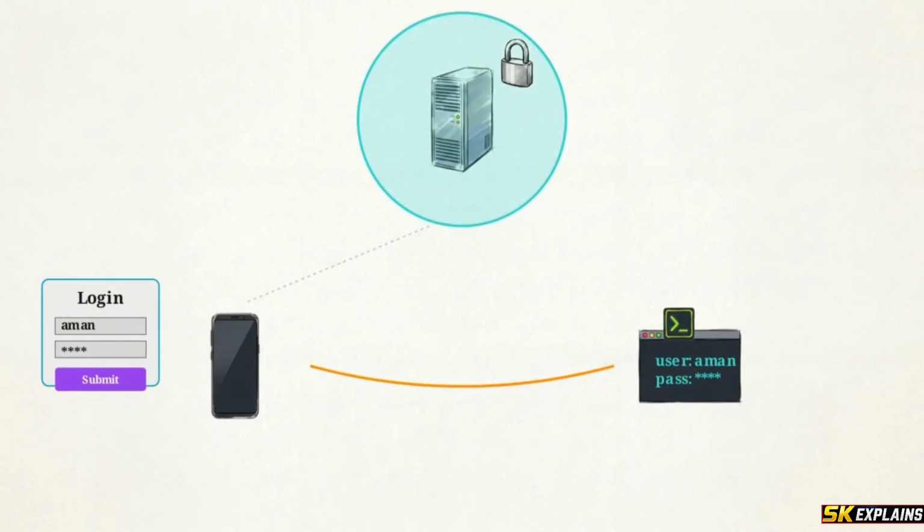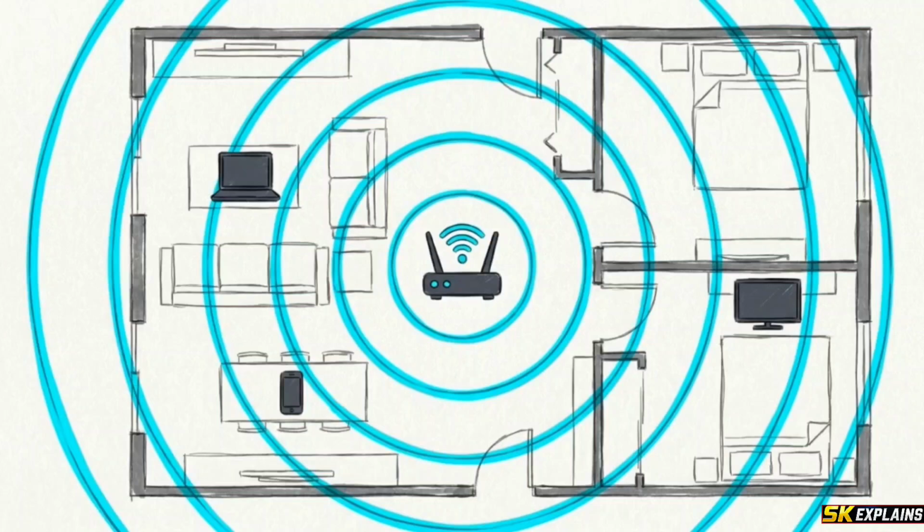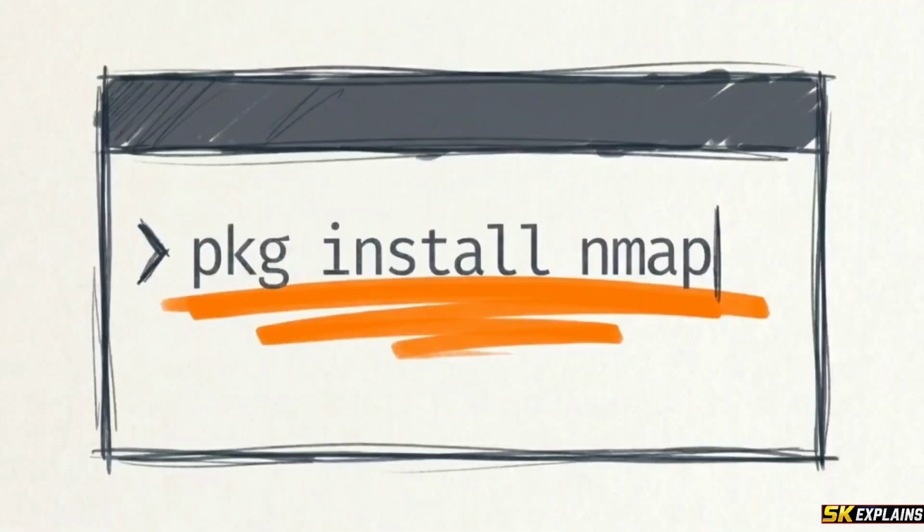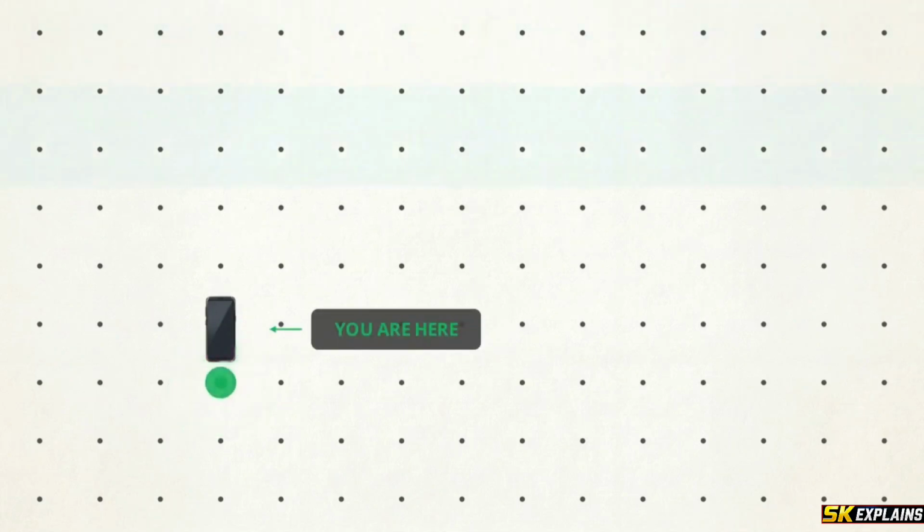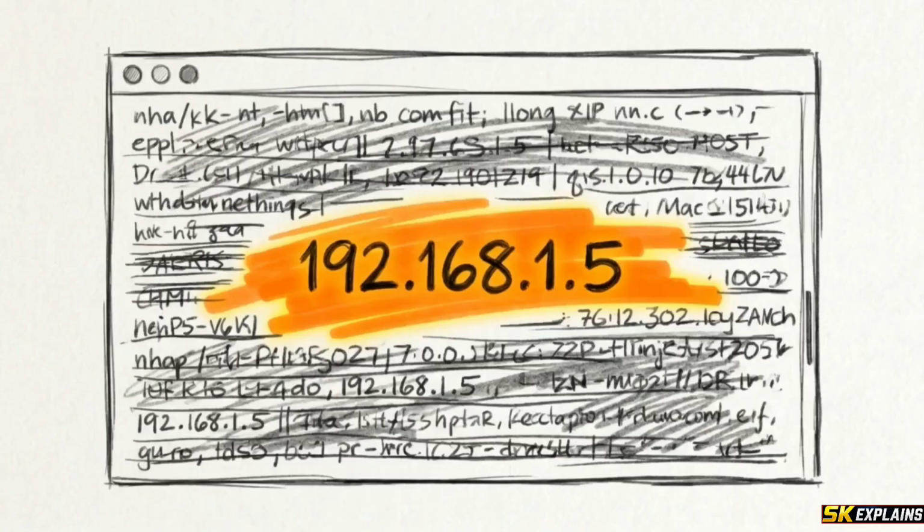the code. For our final task, we will map a local Wi-Fi network. We'll use Nmap, an industry-standard network discovery tool. Install it by typing pkg install nmap. To know where to scan, we first need to locate our own position on the network. Type ifconfig to reveal your phone's current local IP address.